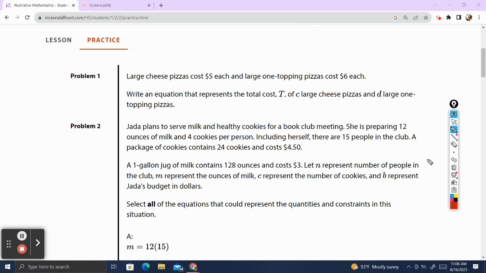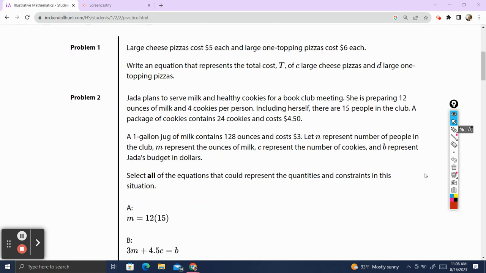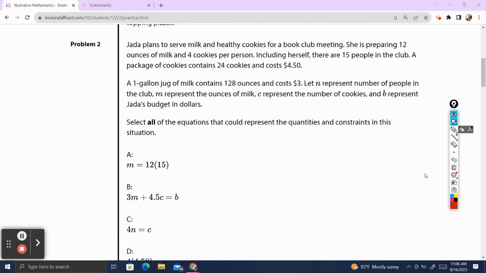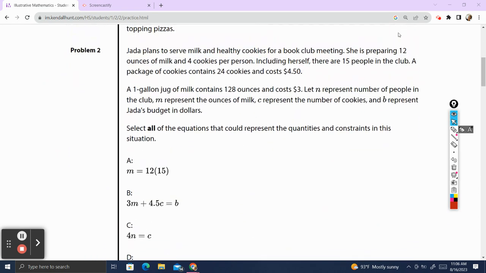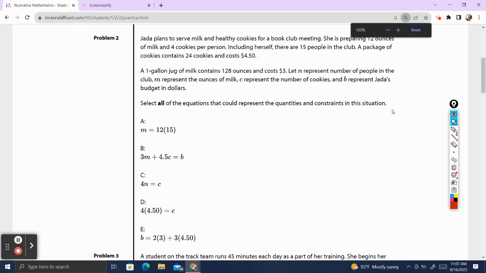Let's go on to the next question. Jada plans to serve milk and healthy cookies for her book club meetings. I love that they are healthy cookies. She's preparing 12 ounces of milk and 4 cookies per person. Including herself, there are 15 people in the club. A package of cookies contains 24 cookies and costs $4.50.